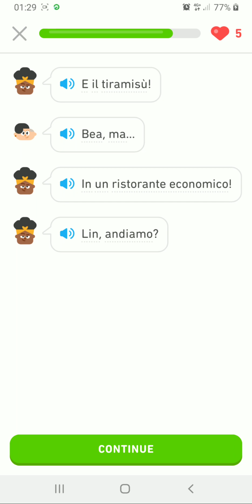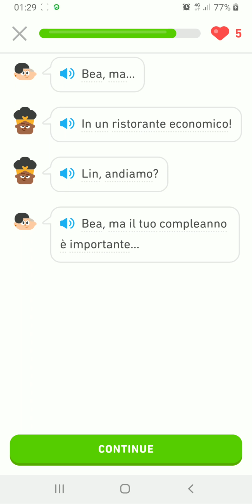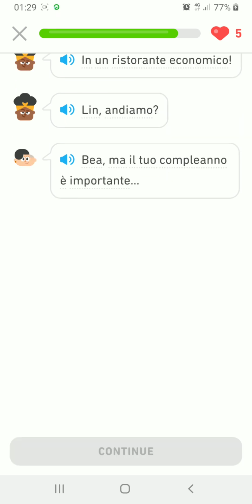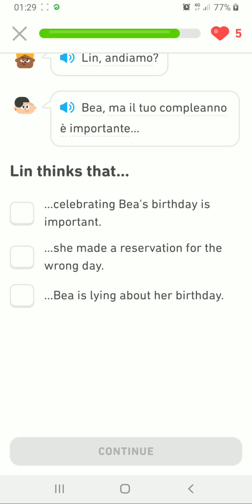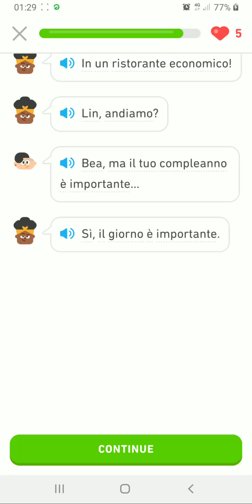Lin, andiamo, let's go. Andare, it's to go. Andiamo, let's go. Bea, ma il tuo compleanno è importante. So, ma, it's but. So, Bea, but il tuo compleanno, so your birthday, è importante, is important. So, Lin thinks that celebrating Bea's birthday is important, that's right. Sì, il giorno è importante. Sì, yes, il giorno, the day is important.